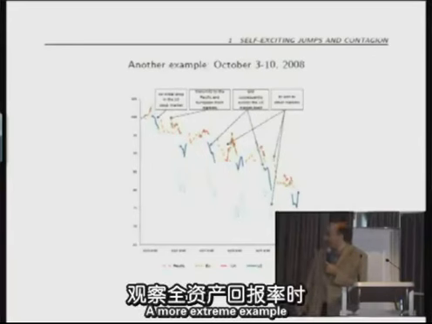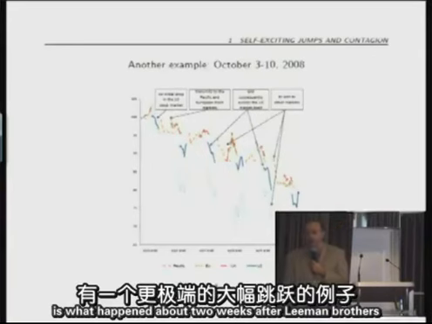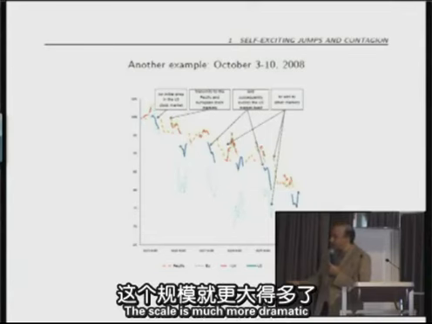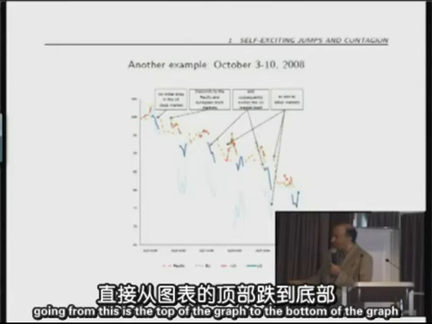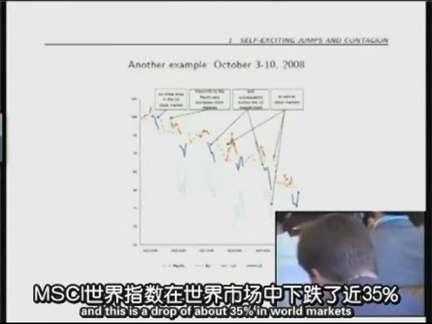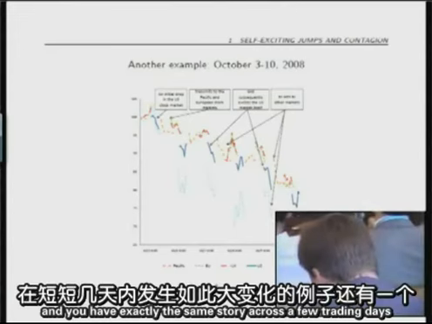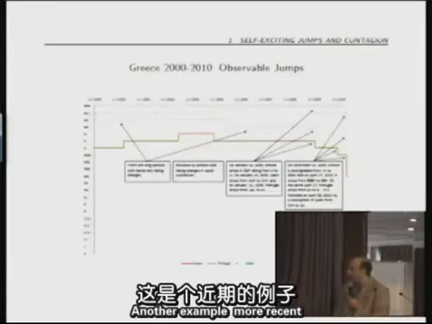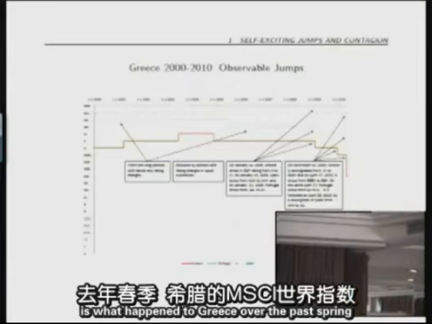A more extreme example is what happened about 2 weeks after Lehman Brothers, when you looked at those large jumps in all asset returns. Now the scale is much more dramatic. You're going from the top of the graph to the bottom of the graph. This is a drop of about 35% in world markets, and you have exactly the same story across a few trading days.